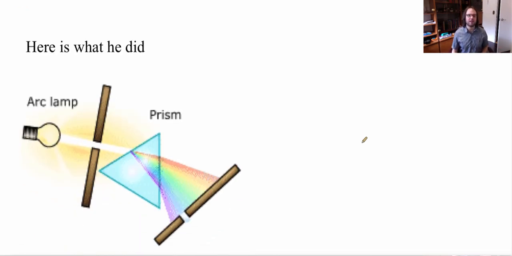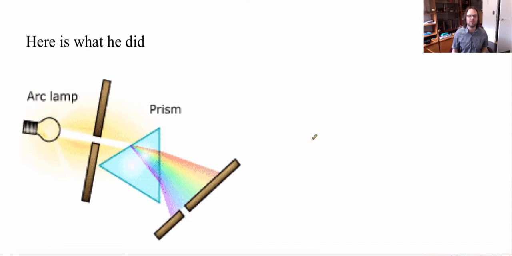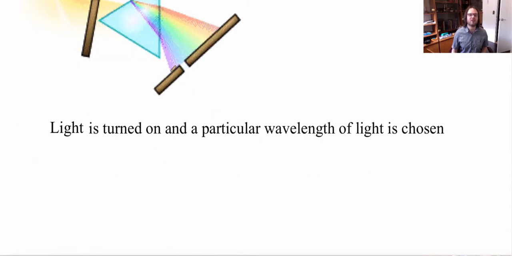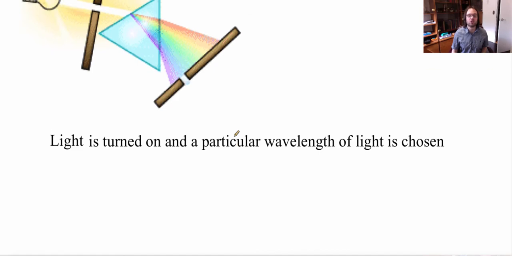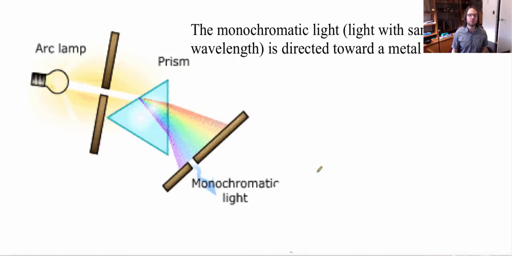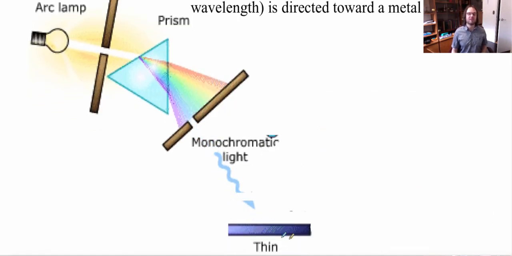So here's what he did. First, he had a lamp, and he shone it through a little hole, and then he used a prism. Now, if we remember through refraction, the light will refract here at different angles, so we get different wavelengths coming off of the prism. And then he would decide which wavelength to choose. Once he chooses which wavelength, he puts a thin piece of metal there and observes what happens.